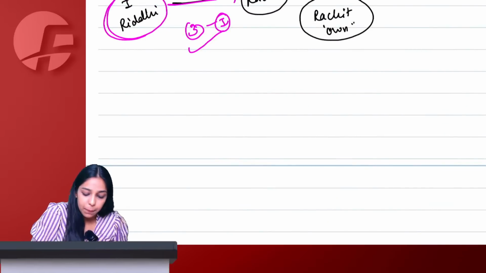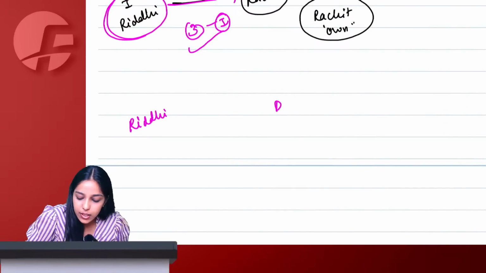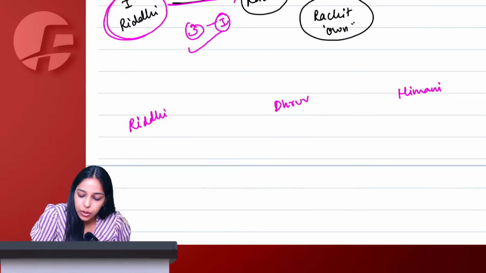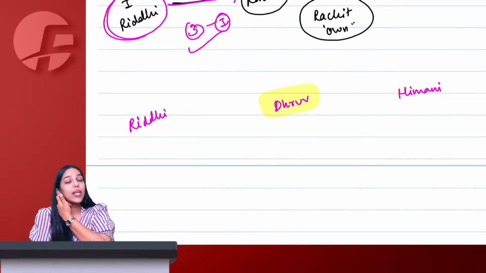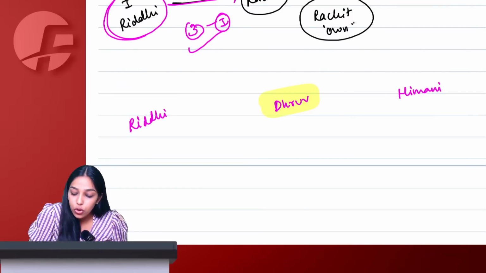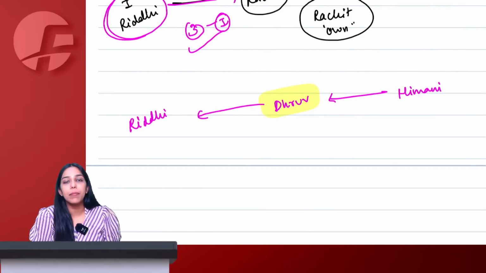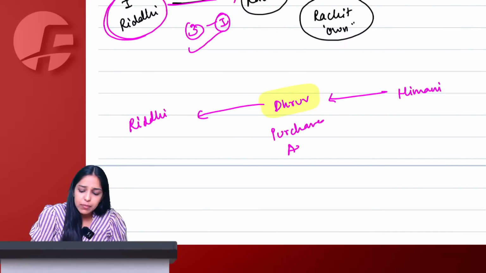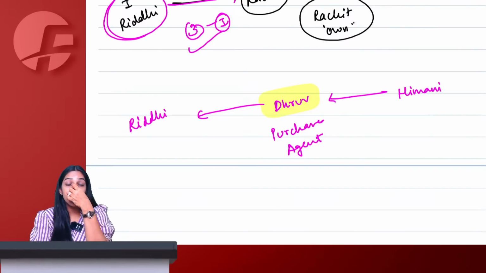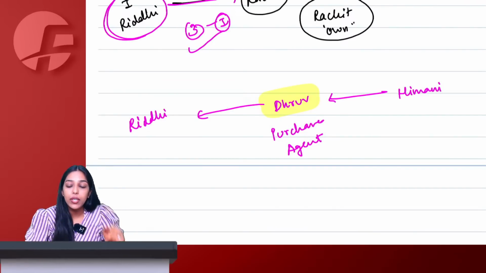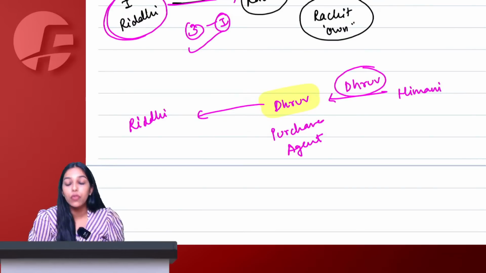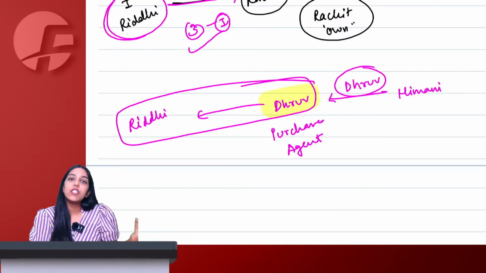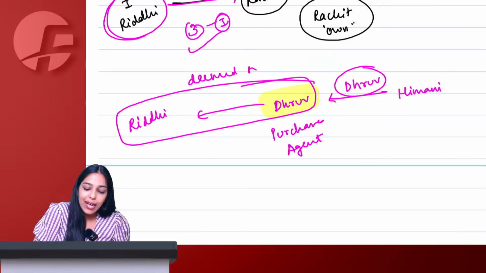Let us take another example. This is Riddhi. This is Dhruv. And let's say this is Himani. Now in this case, I appointed Dhruv to go search for people who are supplying goods at the cheapest possible rate. So Dhruv purchased some goods from Himani for me. So while purchasing the goods from Himani, Dhruv is my purchase agent. While purchasing the goods from Himani, he told Himani to issue the invoice in his own name. So the invoice here is issued in the name of Dhruv. Now if this is the case, then whenever Dhruv is giving the goods to me, even if free of cost without consideration, it will be considered as deemed supply.